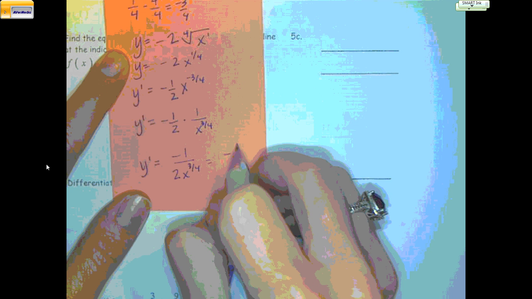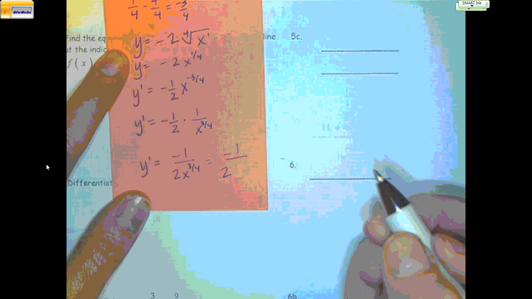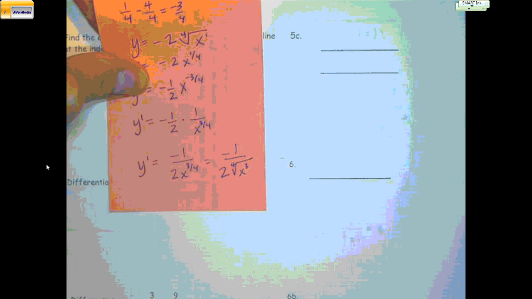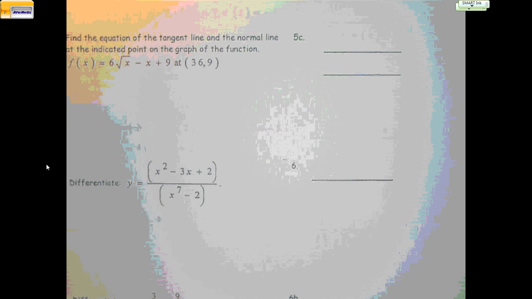So we have -1 over 2 times what? How do I do that? Inside over outside. So x cubed is on the inside of a 4th root. That's the answer. This is all being recorded. I will upload this, and that's important because that was not pretty on your quiz.